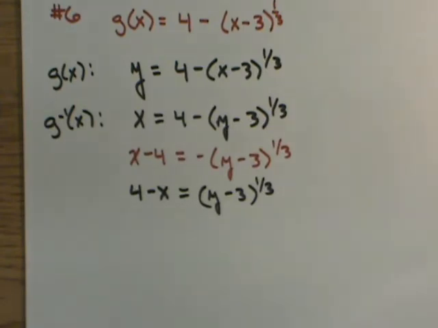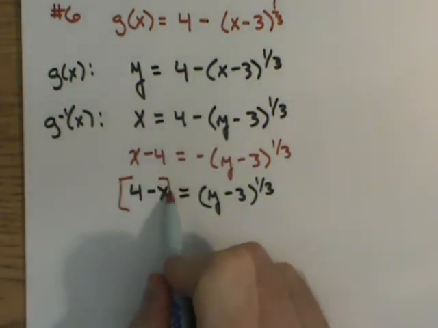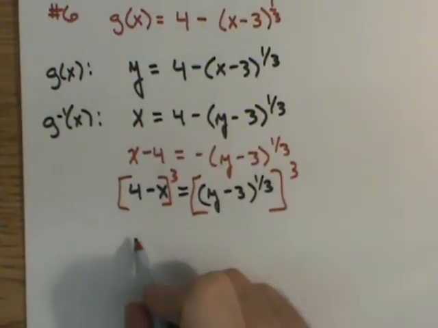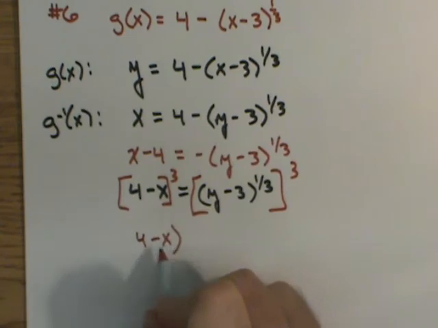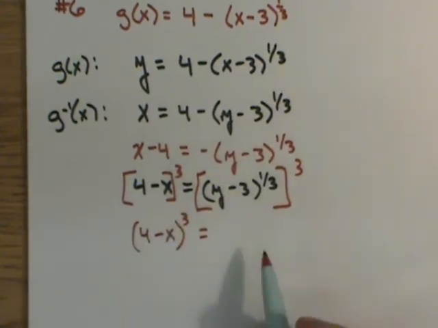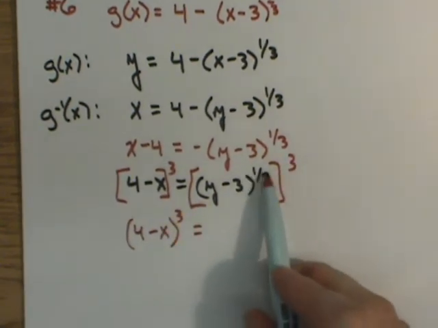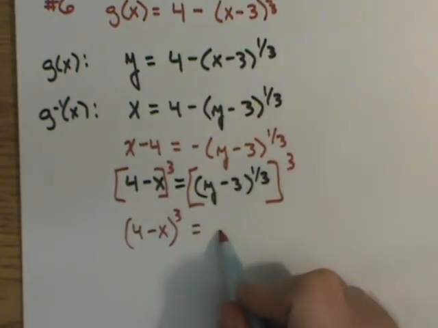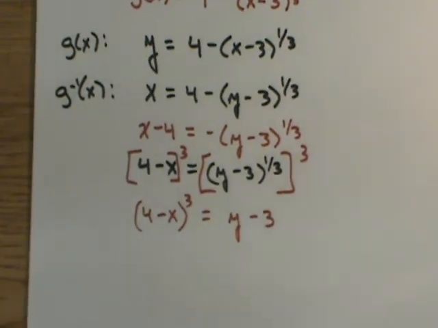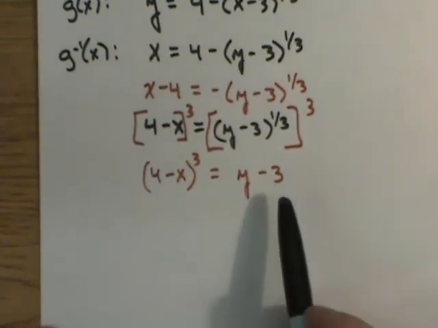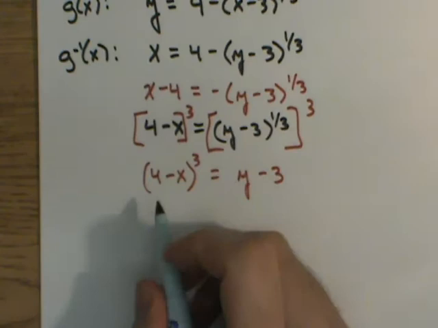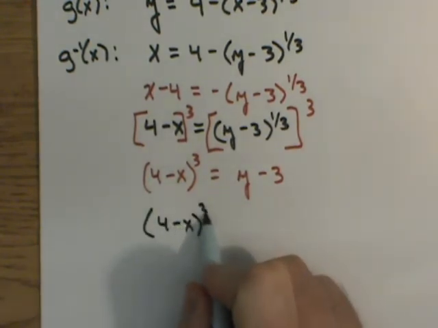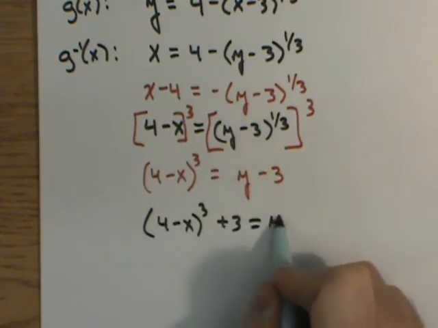As you cube both sides, this becomes (4 minus x) quantity cubed, equaling, now when you cube a cube root, those would cancel out, and this just becomes (y minus 3) to the first, which would be written as y minus 3. And then my last step is to move that 3 over. And so I could call this (4 minus x) raised to the 3rd plus 3 is equal to y.